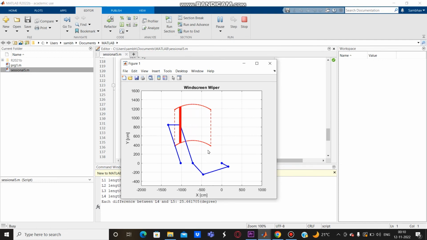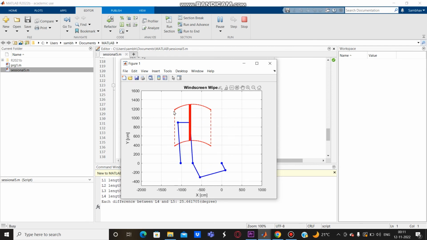So this is the simulation. The angle between the extreme configurations comes out to be around 26 degrees based on the parameters input from the question, and the simulation shows the motion of the windscreen wiper as it moves from one dead center configuration to the other dead center configuration, bringing about the two extreme positions of the wiper.